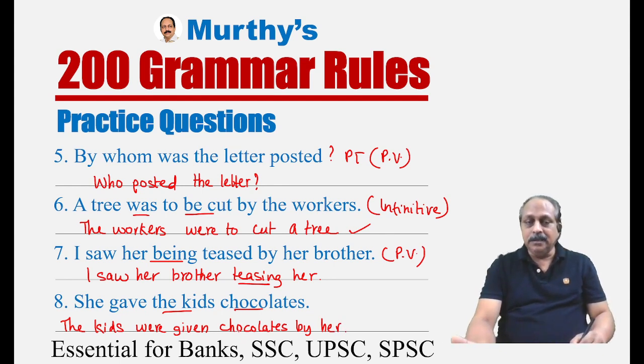You can also say chocolates were given to the kids by her. Both mean the same. But you have to decide what the focus is. Is it the indirect object or the direct object? Accordingly, you have to change to passive voice.